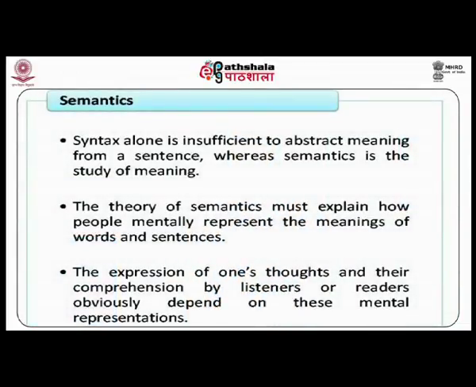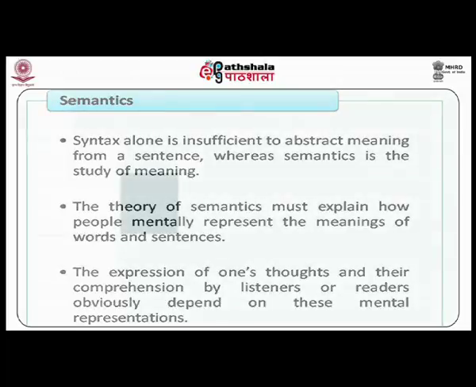Now, let us move to semantics. Syntax alone is insufficient to abstract meaning from a sentence, whereas semantics is the study of meaning. The theory of semantics must explain how people mentally represent the meaning of words in sentences. The expression of one's thought and their comprehension by listeners and readers obviously depend on these mental representations.